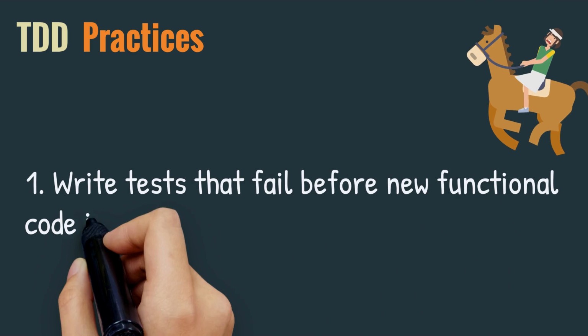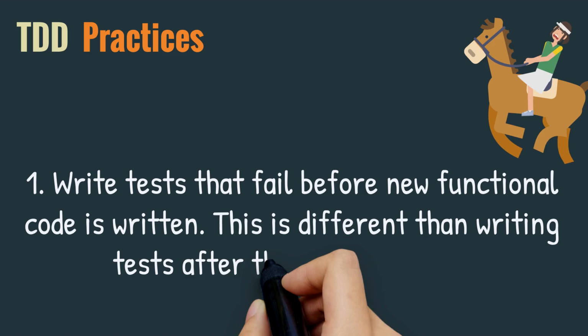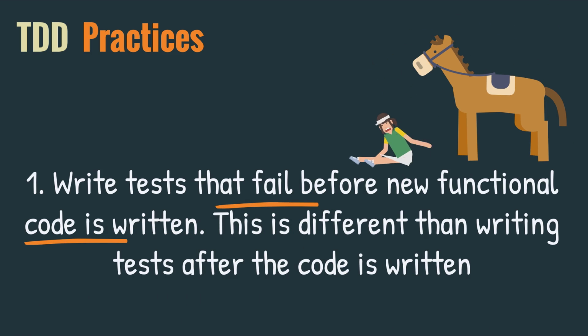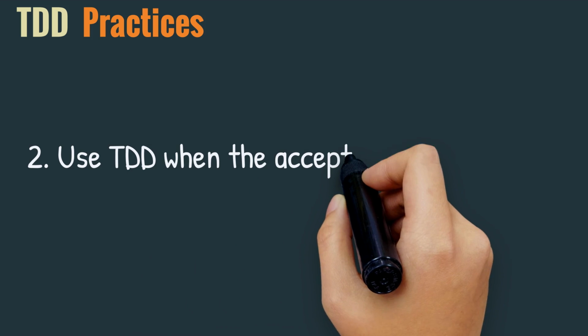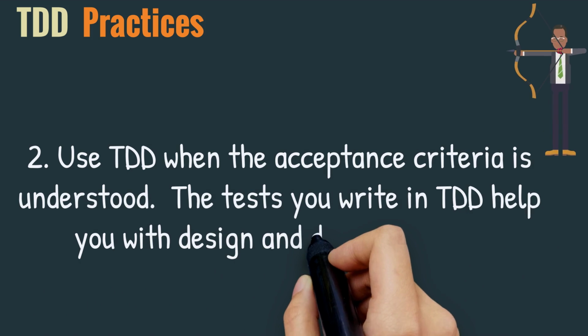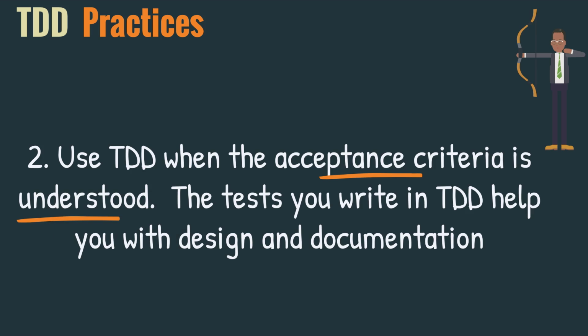Test driven development or TDD can be used for both functional testing as well as unit testing. The tests are written first, then you write new code to pass the test, as opposed to testing after you've written the code. Use TDD after you've understood and documented your acceptance criteria. The tests that you write will help you both with design and documentation of your code.